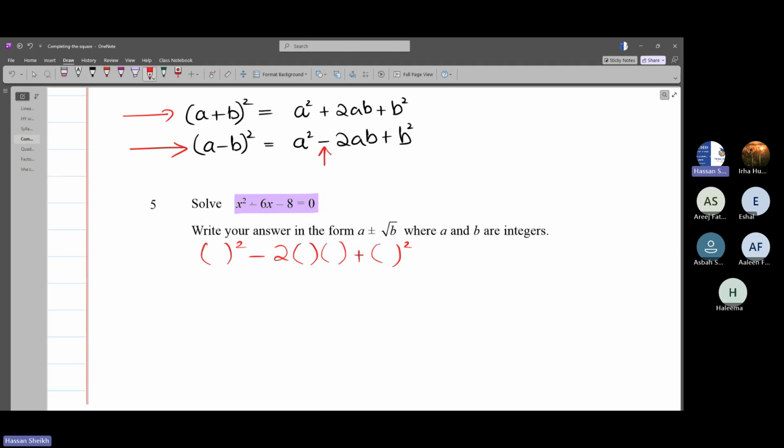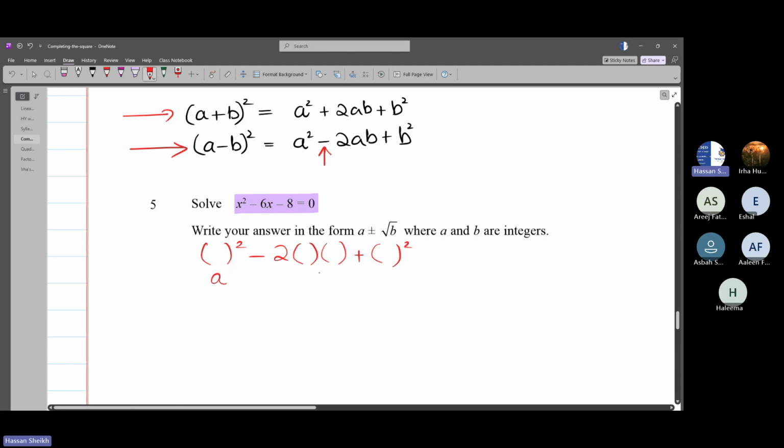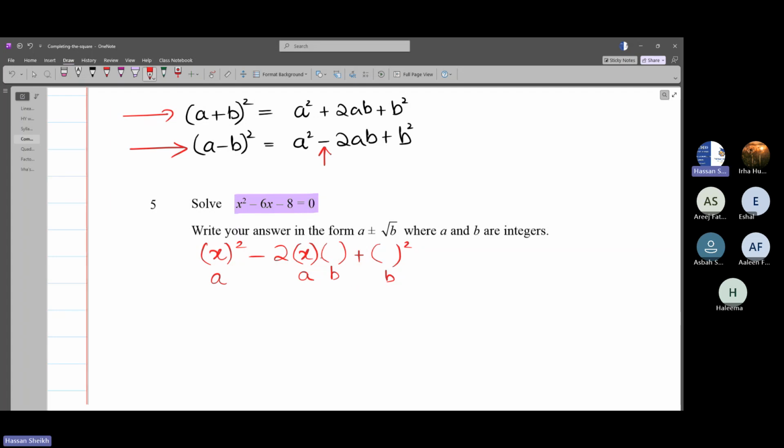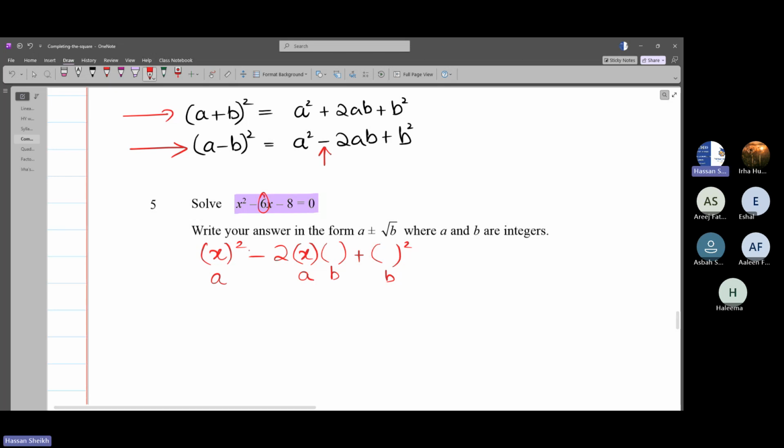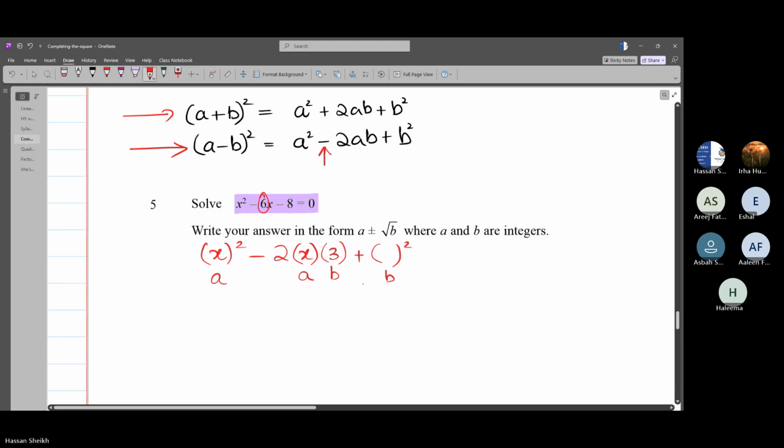Now, according to this equation, do you agree that in the place of A we have x? Yes. So this is again the place of A, x. What must be B? The easiest way to understand B is that B is always half of the coefficient of x. The coefficient of x is 6. Half of 6 is 3. Agree? Yes. And then this is also the place of B, so we put 3 here.